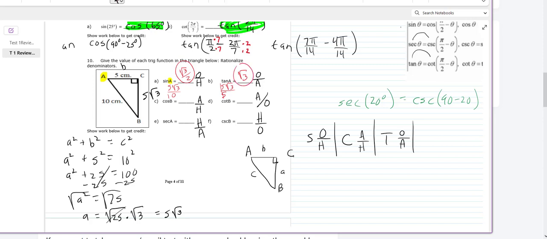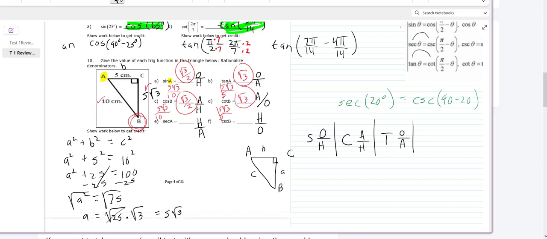Now we're doing cosine of B. So now we're focusing on angle B, so pay attention to what the angle is. Adjacent to B would be 5 root 3. The hypotenuse would be 10. Again, you can reduce the 5/10 to a half. You would get square root of 3 over 2. And then you're doing the cotangent of B. Look at B. The adjacent is 5 root 3. The side opposite B is 5. The 5s cross out, so that gives square root of 3.